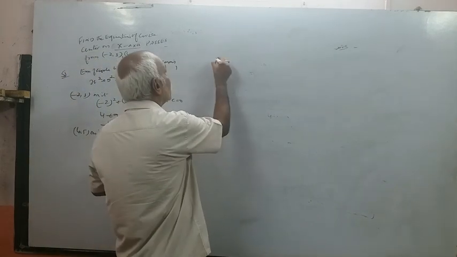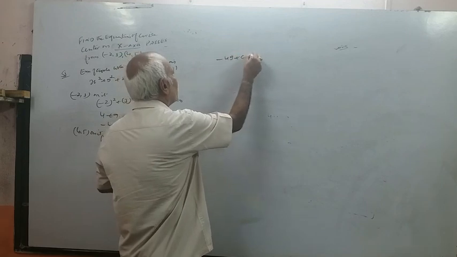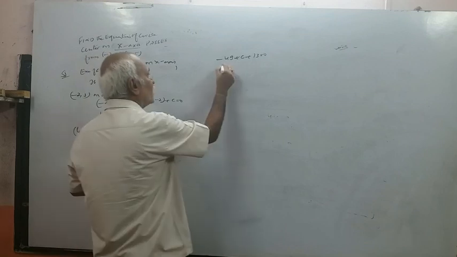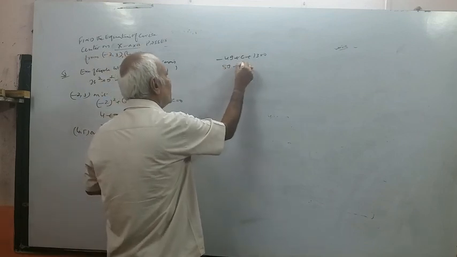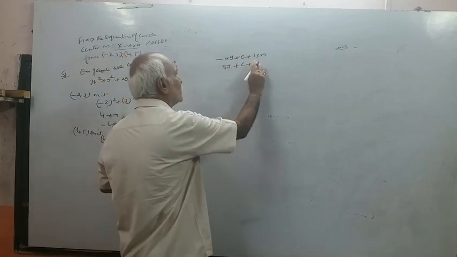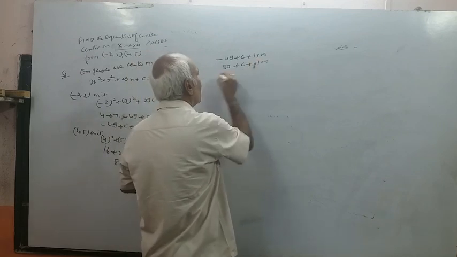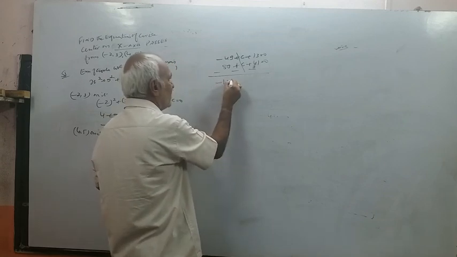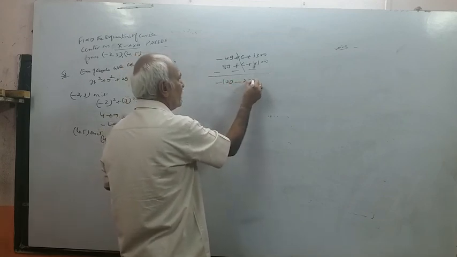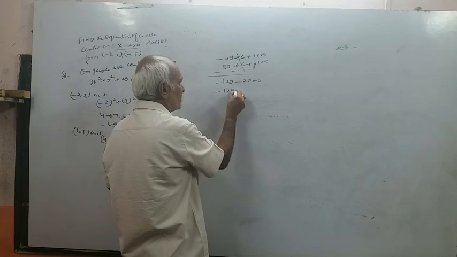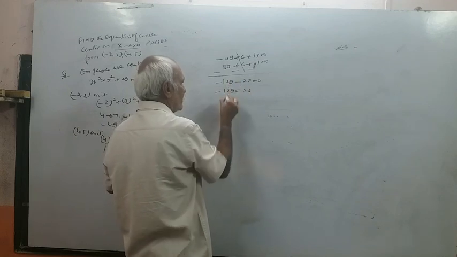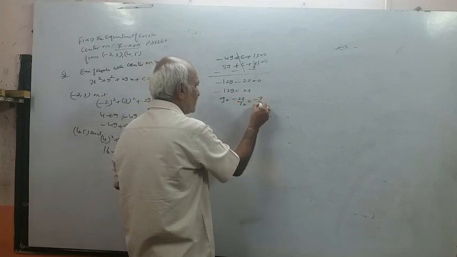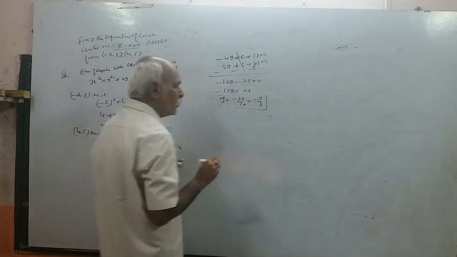What is the first equation? Minus 4g plus c plus 13 is equal to 0. Second equation: 8g plus c plus 41 is equal to 0. Subtract. c will get cancelled. Minus 12g minus 28 is equal to 0. So minus 12g is equal to 28. So g is equal to minus 28 by 12, which is minus 7 by 3. I have cancelled with the 4 table.